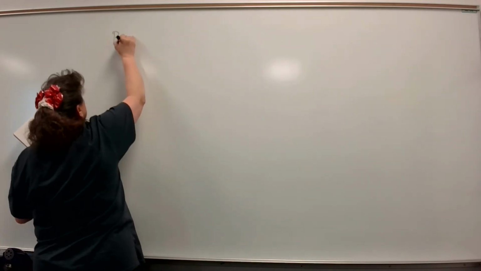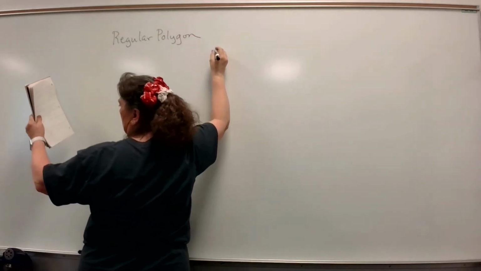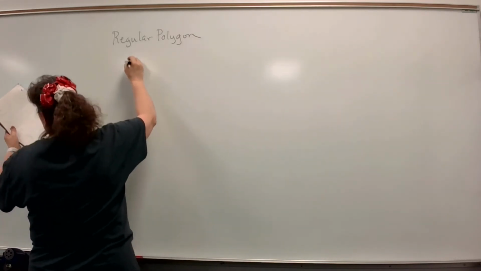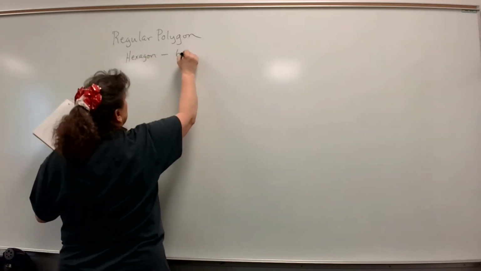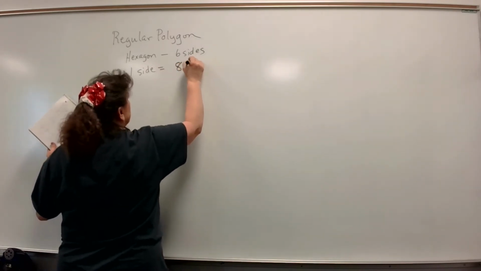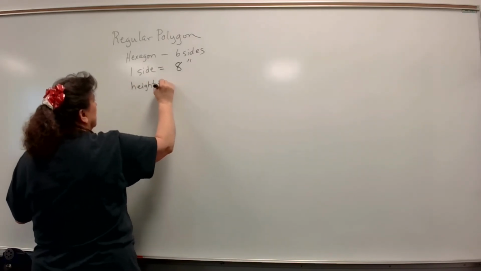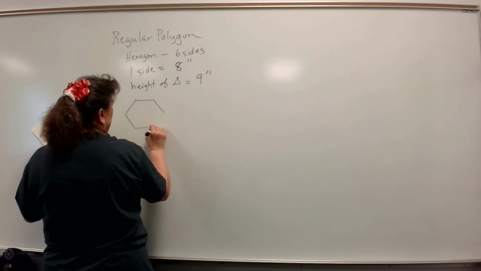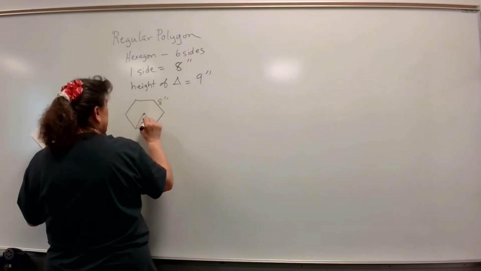A regular polygon. And it's going to be a hexagon. So that means there are 6 sides. The measure of one side is equal to 8 inches, and the height of the triangle is equal to 9 inches. So a 6-sided figure, this is 8 inches, and my triangle has a height of 9 inches.